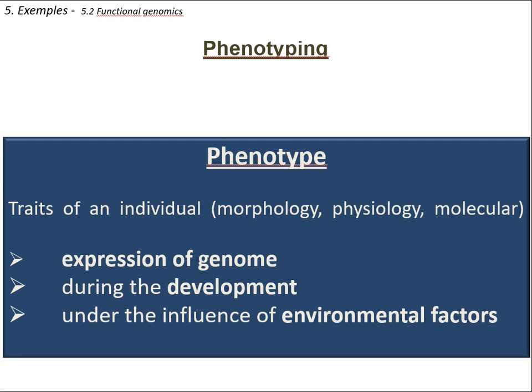Just remember that we call phenotype all the traits of an individual, its characters, like its morphology, its physiology, and also every kind of mutation it could have at the molecular level. And the phenotype comes from the expression of the genome during the development of the organism and under the influence of environmental factors. It's a common mistake to believe that a phenotype only depends on the genome. But no, it's a genome in a particular environment.